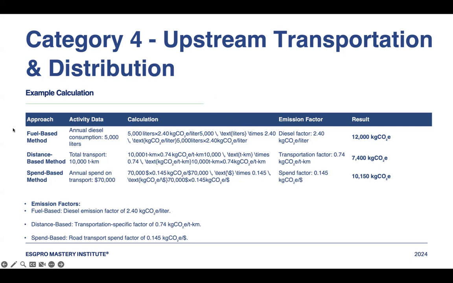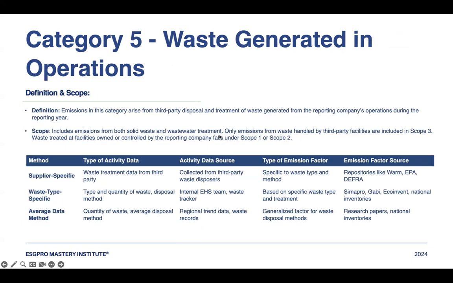12,000 versus 7,000. And then for the spend-based data method, of course, you take the dollar. You have a spend-based road transport spend factor, which is 0.145 kg carbon dioxide equivalent per dollar. You multiply that in dollars to get carbon emission. If you don't have dollars and you have rupees, convert into dollars, and then multiply by that factor to get the emission. The waste generated in operations again has three different types.